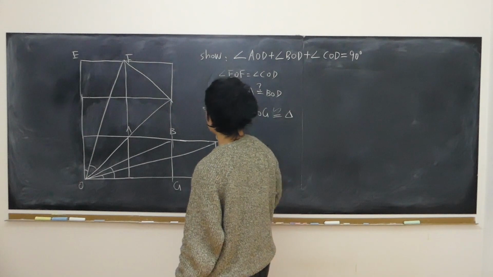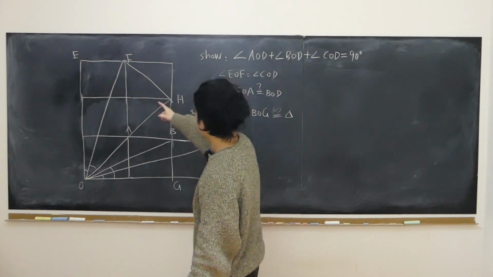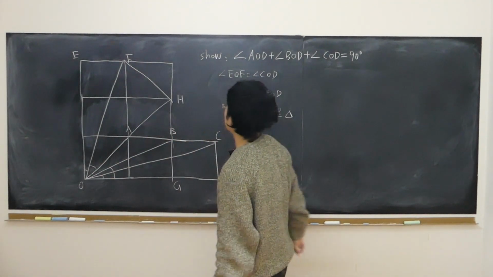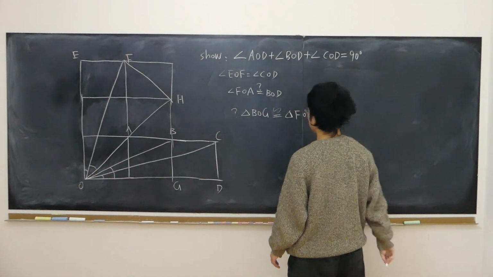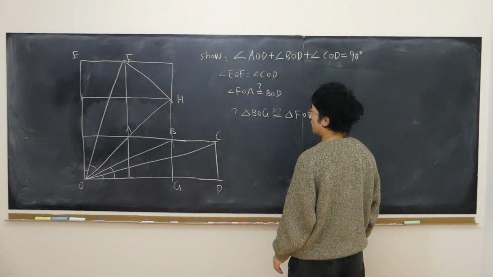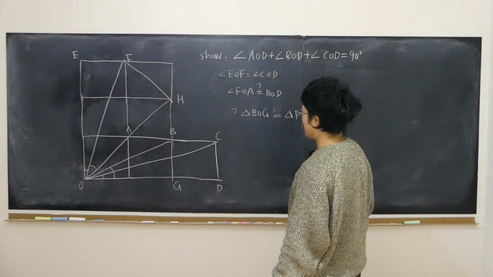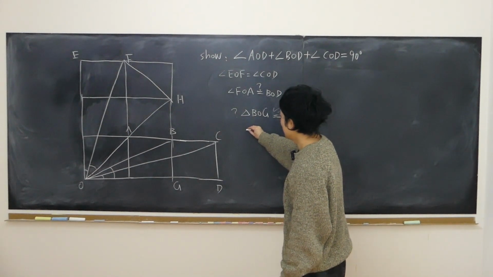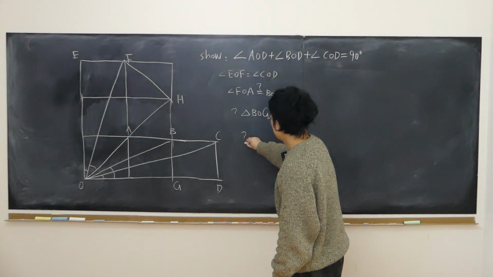A, B, C, D, F, G, H. Right? Then I have a triangle FOH. Can I show they are similar? I think so. As long as I can show that, first of all, do they have the same angle?